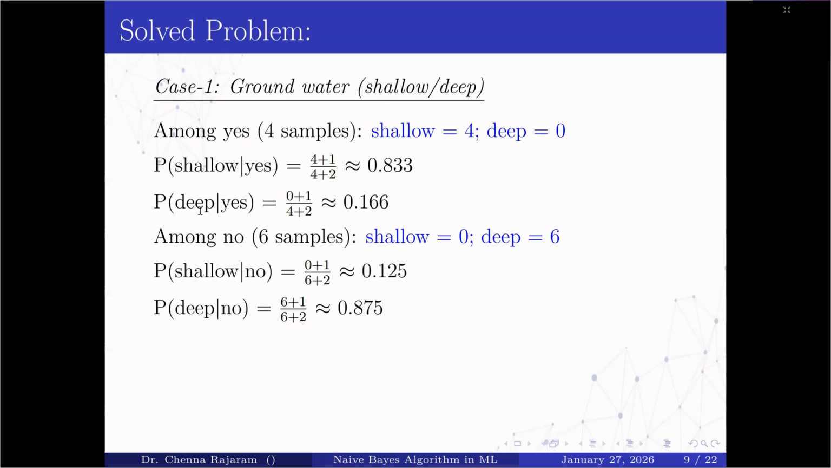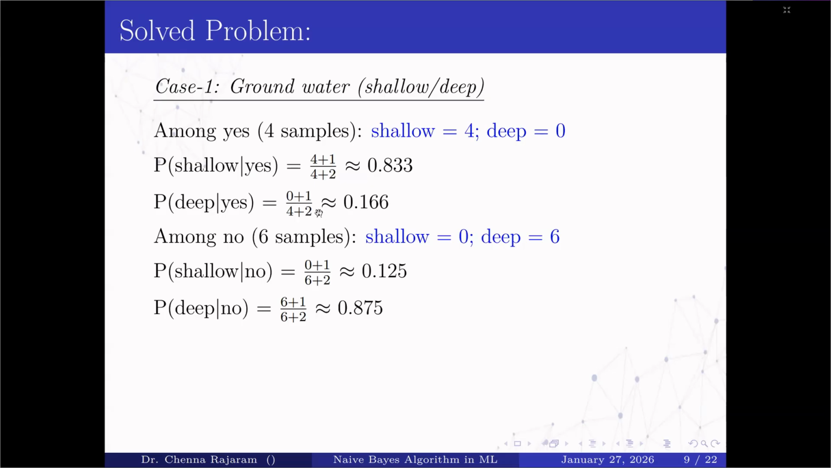Similarly, the probability of D given S is equal to, for D, we don't have any classification under groundwater. So deep is equal to 0. 0 plus 1 divided by 4 plus 2, which is equal to 0.166.